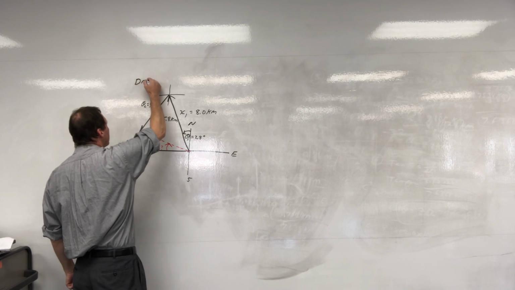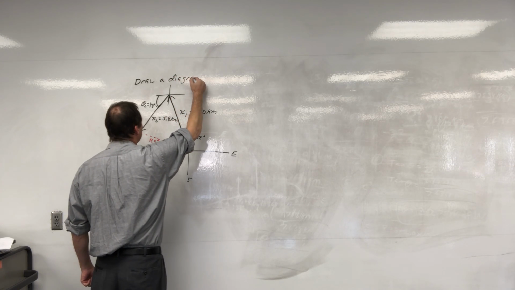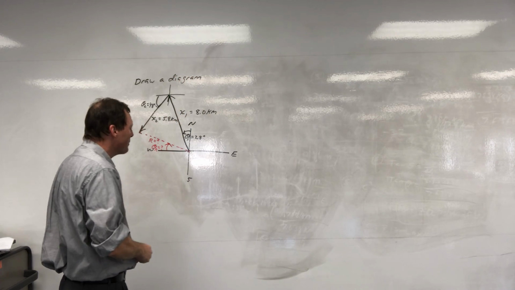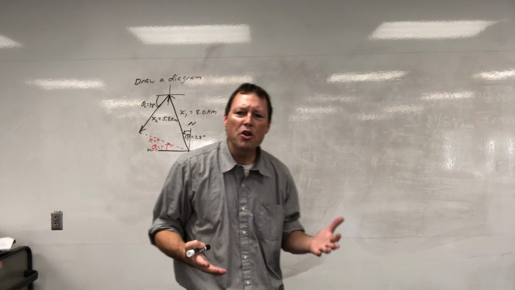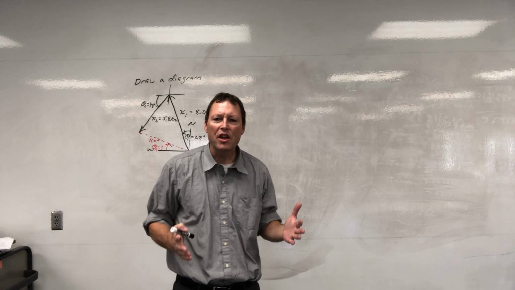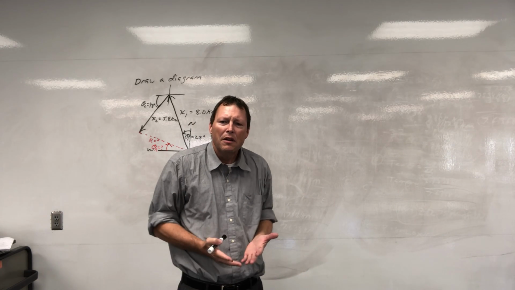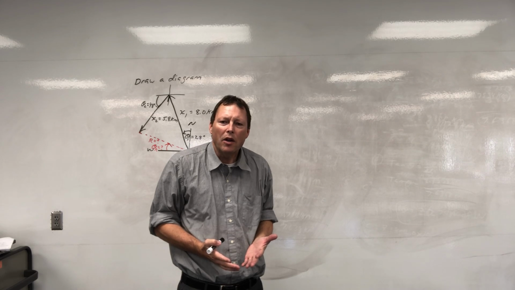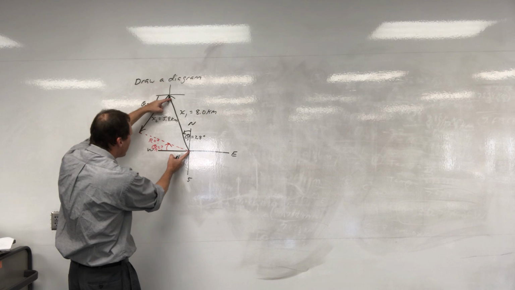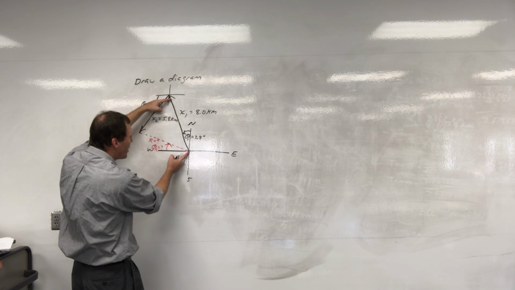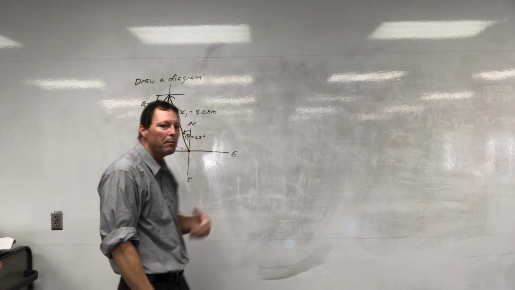Draw and label a diagram. That's step 1. Step 2, we're going to resolve each of these vectors into its x and y components, because ultimately we've got to create a couple right triangles. So we want to resolve these vectors. Here's the one vector. I want to resolve that into its x and y component, and I want to resolve this vector into its x and y component.